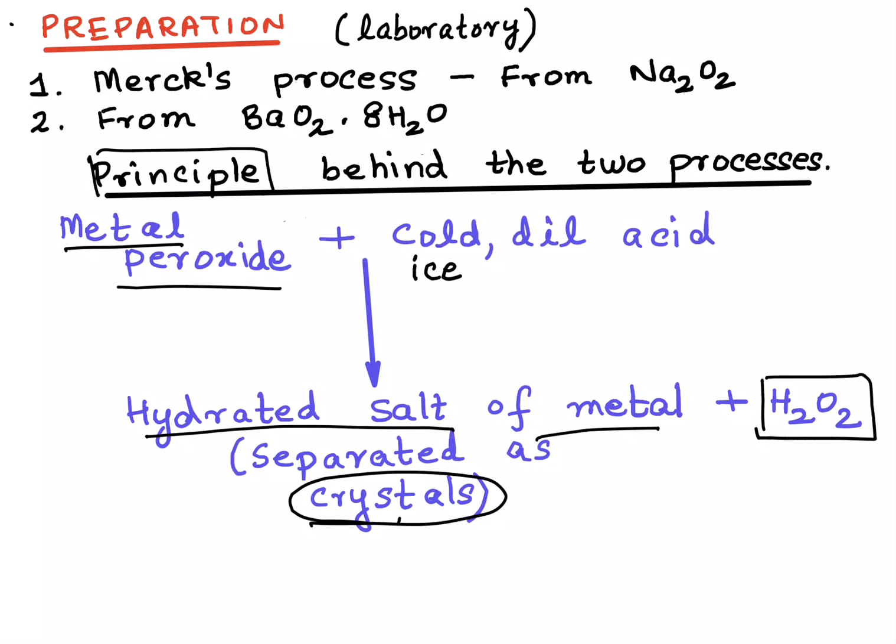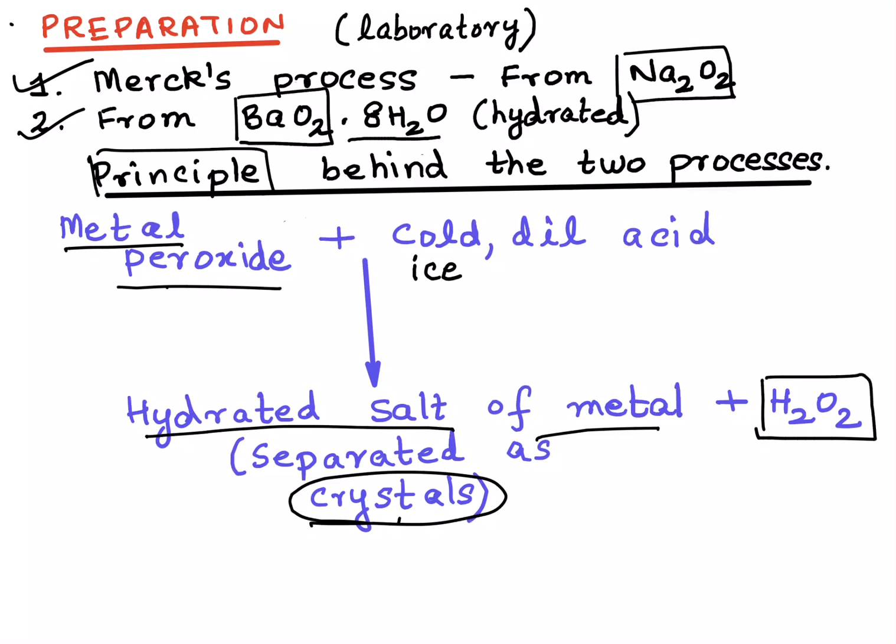Now, what are the metal peroxides we are going to consider for our preparation? We are going to talk about two processes. First is the Merck process, where the peroxide that we've used is sodium peroxide. The second is the possibility of using hydrated barium peroxide, BaO2.8H2O, right? That is why you see this 8H2O over here. Also note, sodium peroxide is Na2O2, whereas barium peroxide is BaO2.